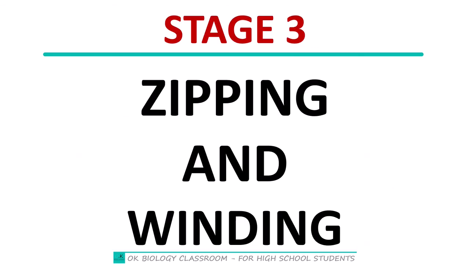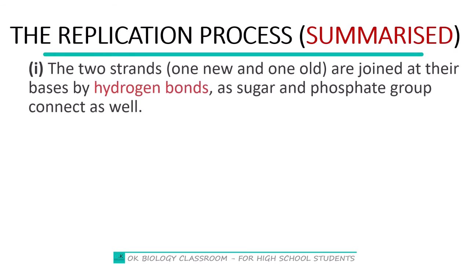Now, after the strands have been formed against them, the next action is that they need to zip up. So they need to be connected again. Right. So let's look at how that is also going to occur. So the two strands, one new and one old, are now going to be joined at their nitrogenous bases by the hydrogen bonds. Remember that hydrogen bonds were broken during the unzipping, but now hydrogen bonds need to be formed again. So that's what I refer to as a zipping.